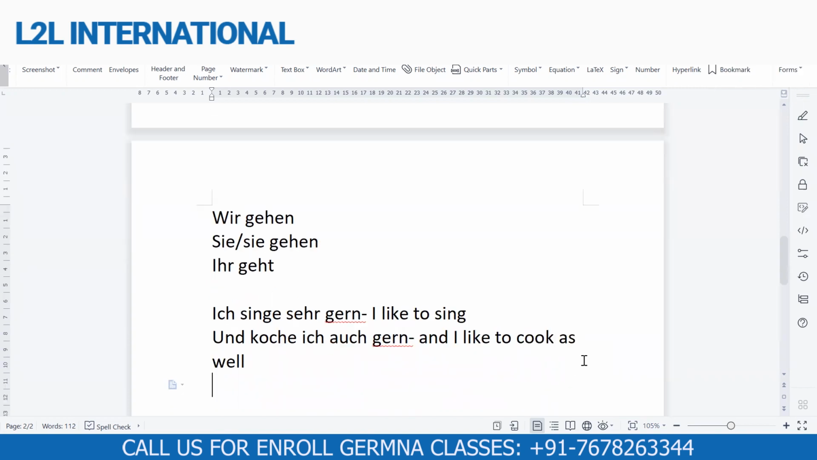So, ich singe sehr gern. Gern and gehen, can you pronounce that? Gehen, it's gehen. And gern is gern. Okay. We call it gern. And then it is gehen. Gern is basically an adjective, and sometimes it works as an adverb, and gehen is a verb. Remember that.